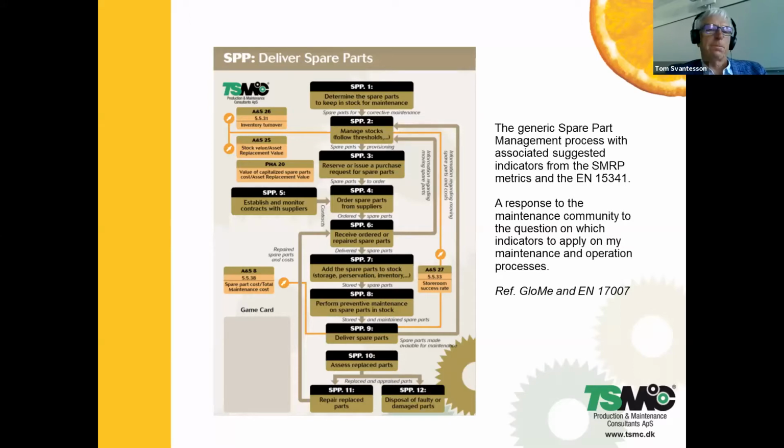Since we have a similar process, we are able to measure the process by a number of generic indicators. We could, for instance, measure inventory turnover, stock value as a percentage of plant replacement value, and we can measure the storeroom success rate, which is an expression of how successful the spare part system is at meeting the requirements from maintenance when they are asked for spare parts. This process is from the document GLOMI, which will be published later this year. This is one process, and there will also be another generic process, being the planning and scheduling process.